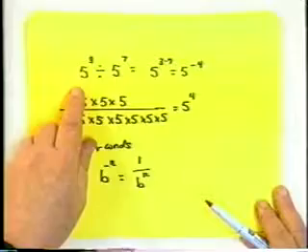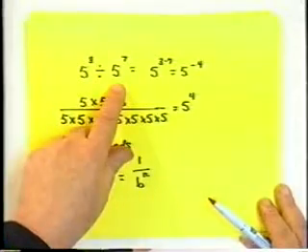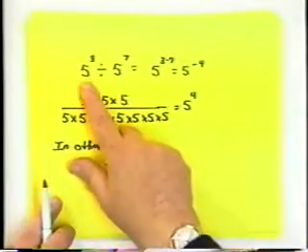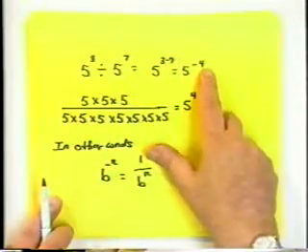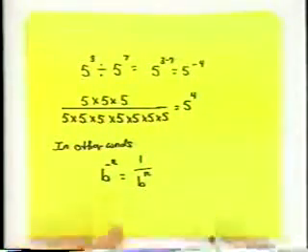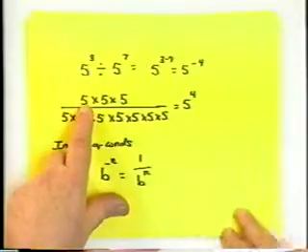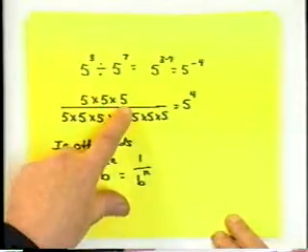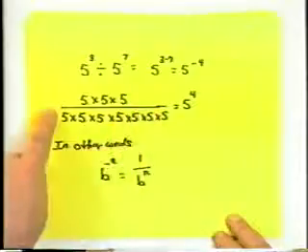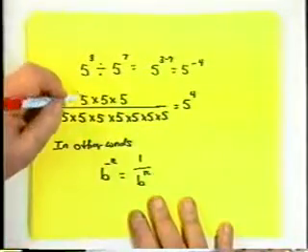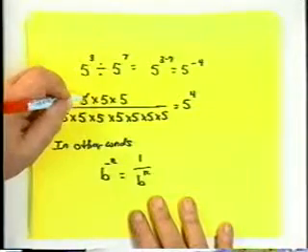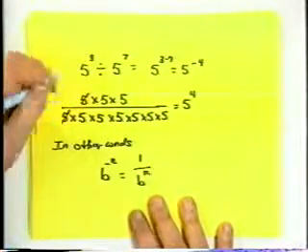Suppose I had 5 to the third divided by 5 to the 7th. If I want to use that rule, it's what? 5 to the 3 minus 7. But 3 minus 7 is negative 4. Okay? Well, 5 to the third we know means 5 times 5 times 5. We're dividing, that means over 7 factors of 5. Now, can't I cancel each factor of 5 from the numerator with a factor of 5 from the denominator?